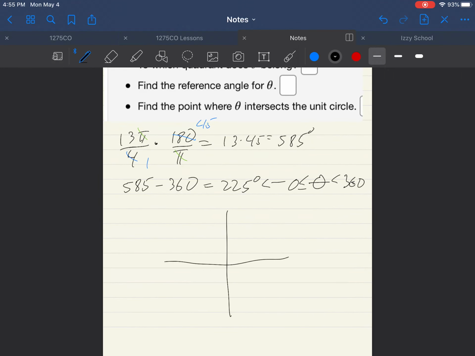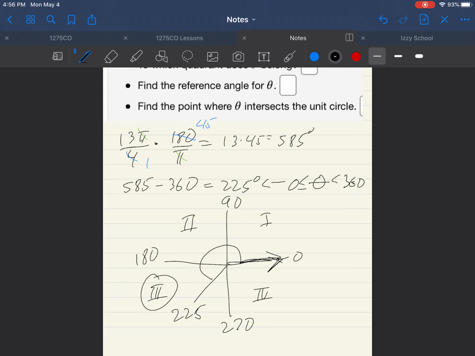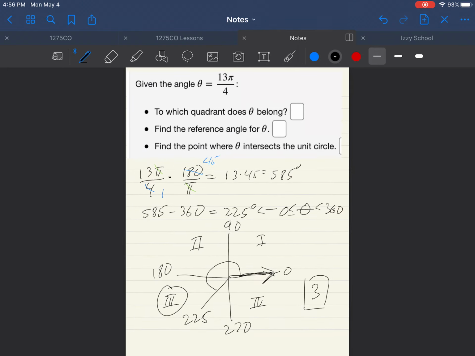So let's draw an angle that measures 225 degrees. Starts at 0, swings past 90, swings past 180, but doesn't quite meet 270 degrees. That's going to be right there. Numbering our angles starting from the upper right-hand side, we can see that our angle is in quadrant number 3. Okay? So let's find now the reference angle for theta.